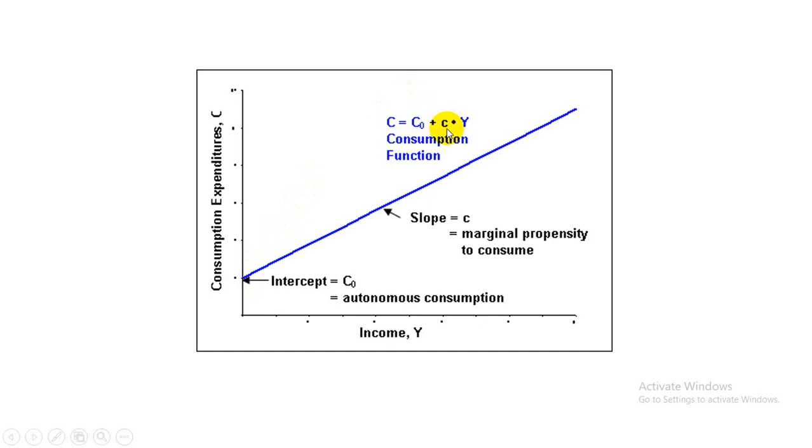The small c is called the marginal propensity to consume, which means as the level of income increases, the proportion of consumption increases. As the level of income increases, the level of consumption will increase. This is what we call the marginal propensity to consume, the margin from the income which helps to increase consumption.